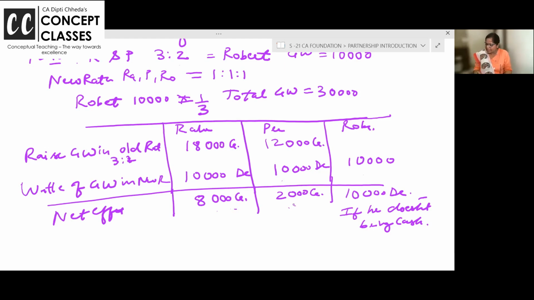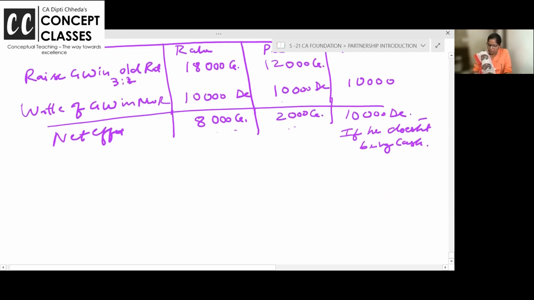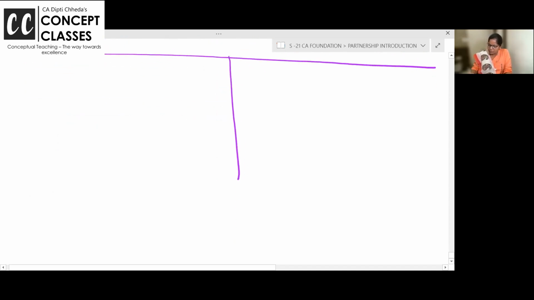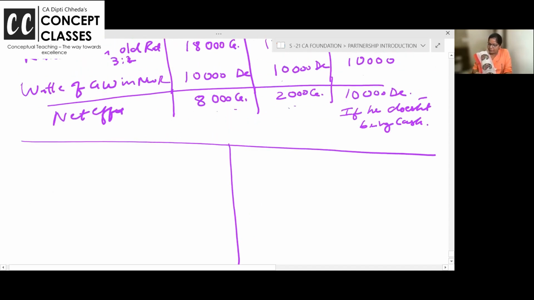Is this clear to all of you up to here? Right. Rahul, Priyanka and Robert. Now, I'm giving you some journal entries. Can we divide our page into 2?